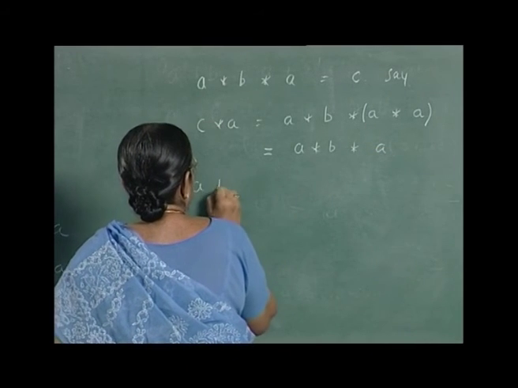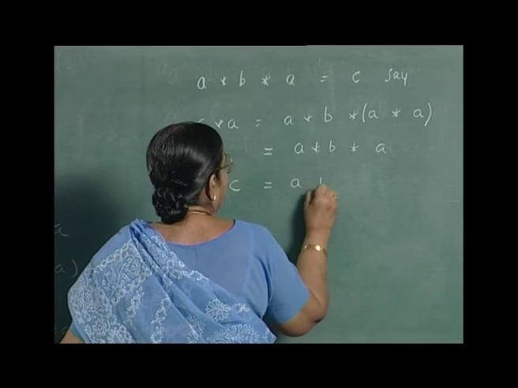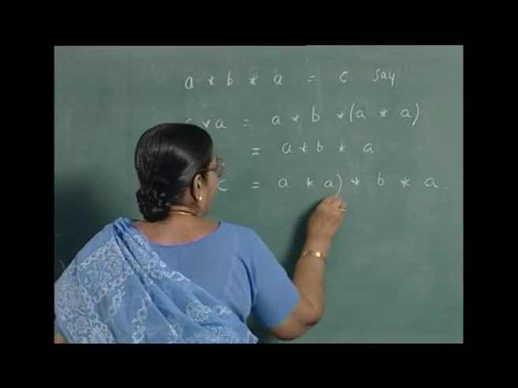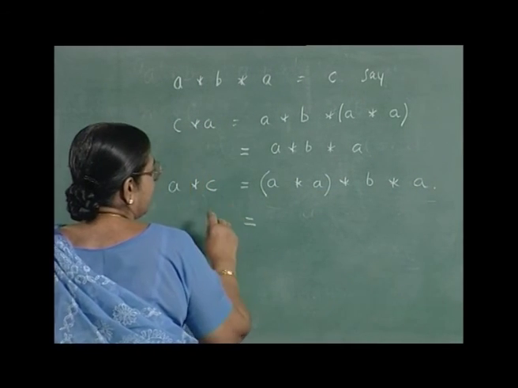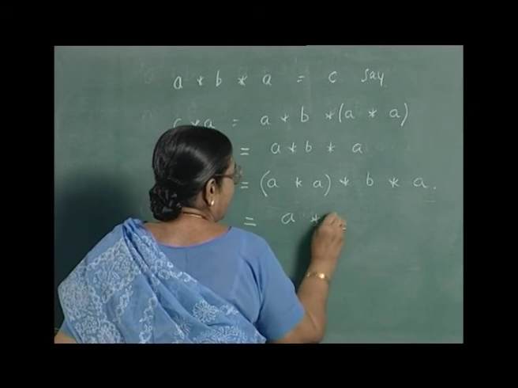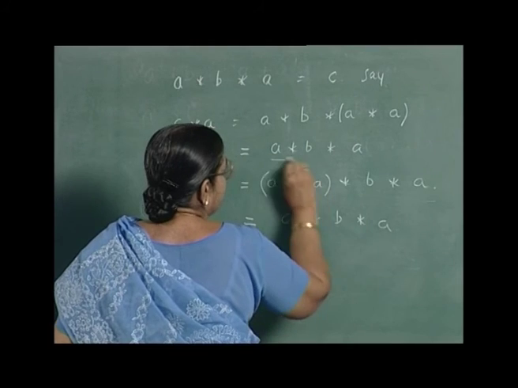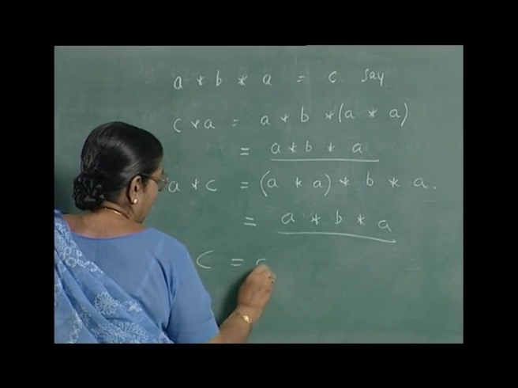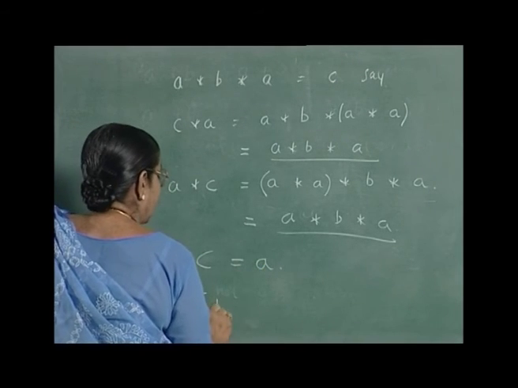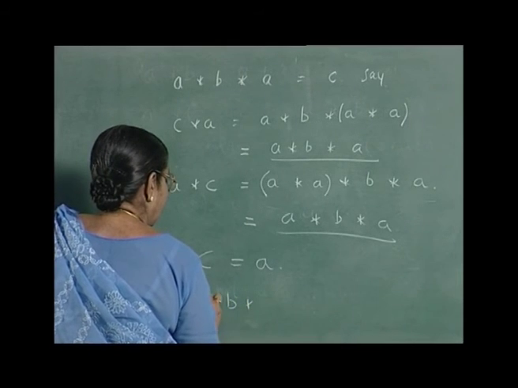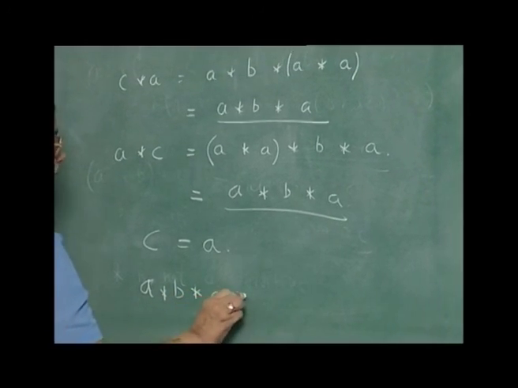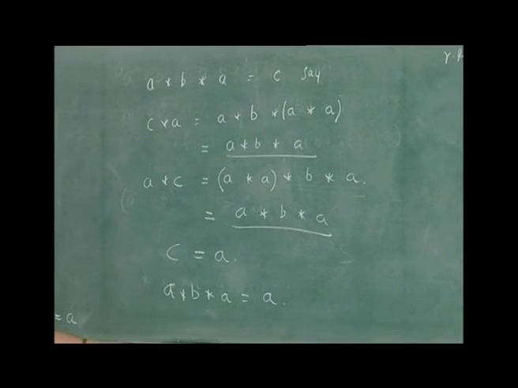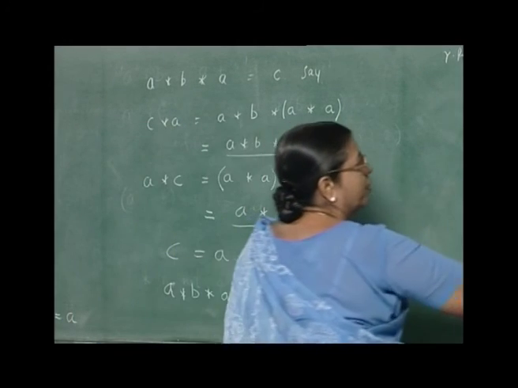What can you say about A star C? A star C is A star B star A, and because of associativity you can group like this. By the first part A star A is A. So, A star B star A, these two are equal. So, you get C star A is equal to A star C, which implies C equal to A, that is A star B star A equal to A. This is the second portion.